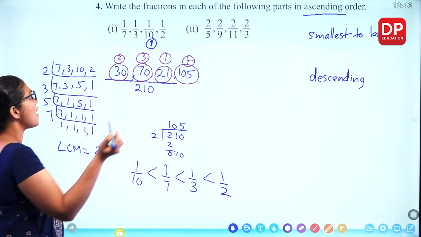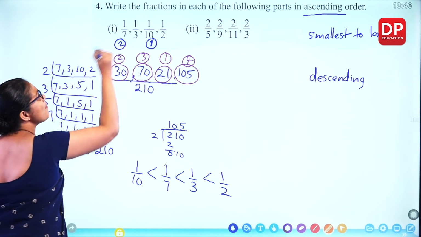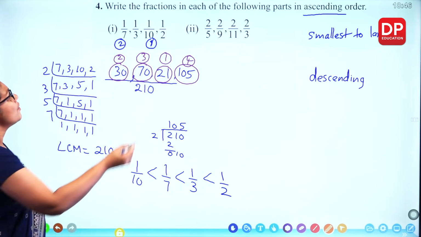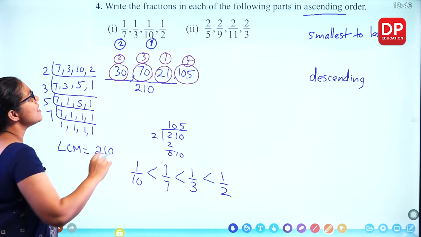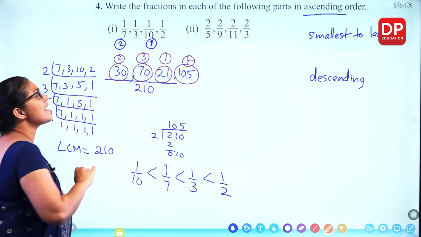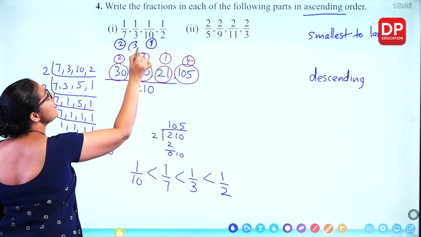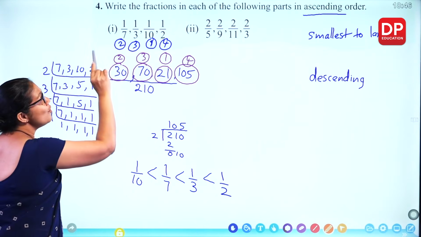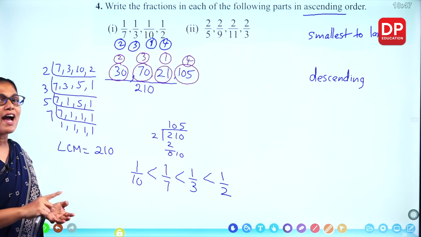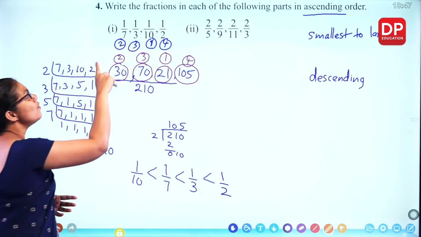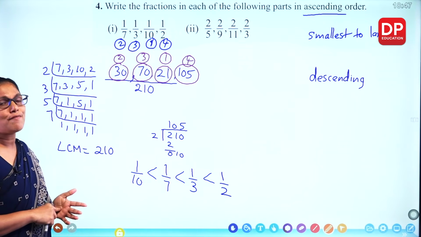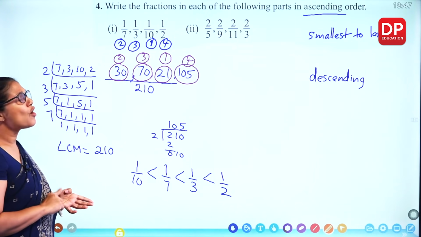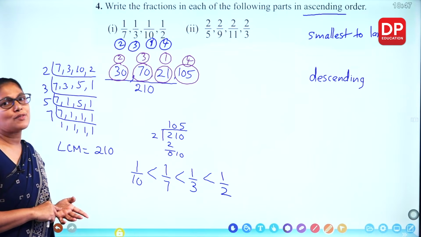What is the next highest number? This is the next highest number, so that's the second smallest value. Then what about these two? 3 and 2. 3 is the next number. So this should be 3 and this should be 4. So here, if all are unit fractions, you can look only at the denominators and find out the smallest and the largest. The largest denominator is the smallest value.